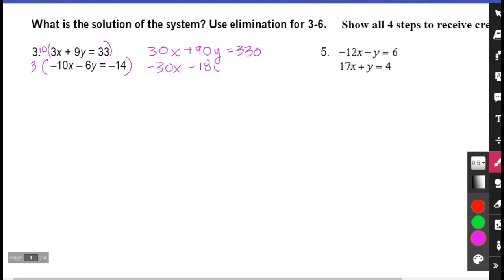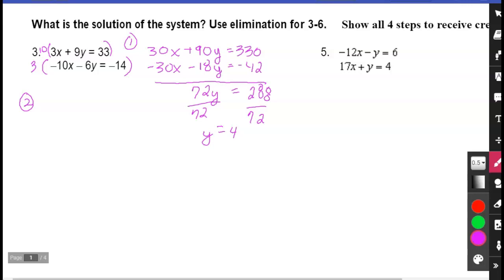And on the bottom, I have negative 30x minus 18y equals negative 42. So this is where you would want to grab a calculator. But we end up with 72y equals 288. And I divide both sides by 72. Y equals 4. So that was my first step.